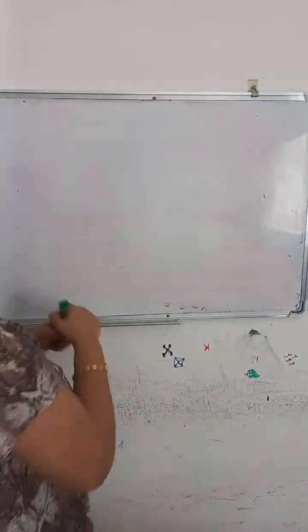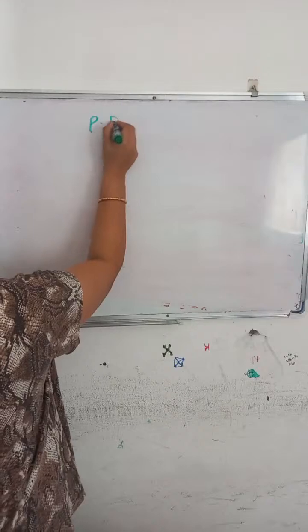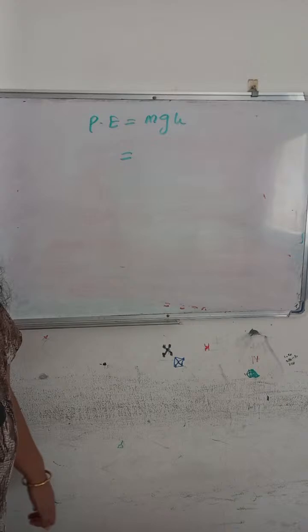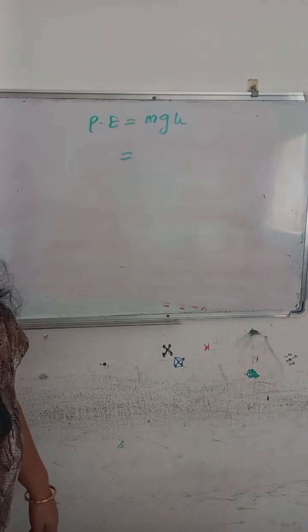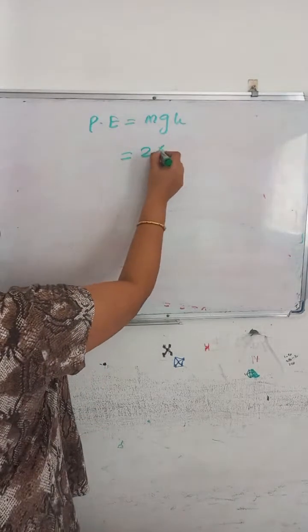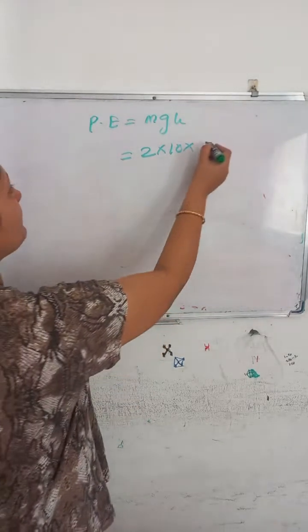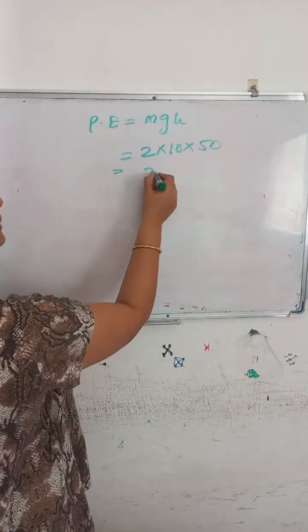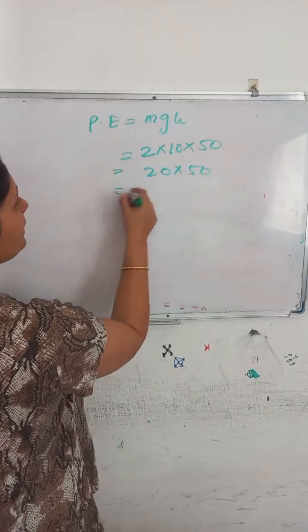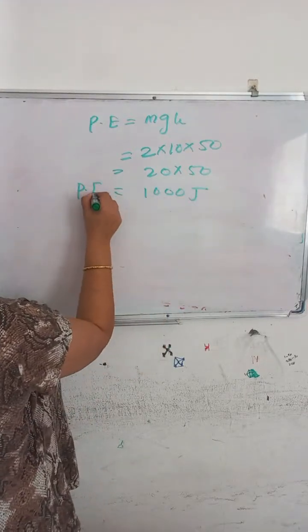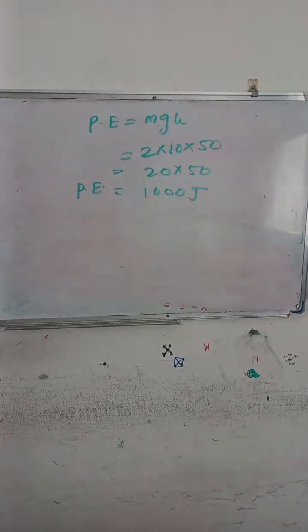Potential energy is nothing but mgh. So here mass is given as 2, g they are asking us to take 10, and height they are saying 50. So 2 into 10 is 20, into 50, that is 1000 joule. This is your potential energy. I hope everyone is getting these questions. Now write down the next one.